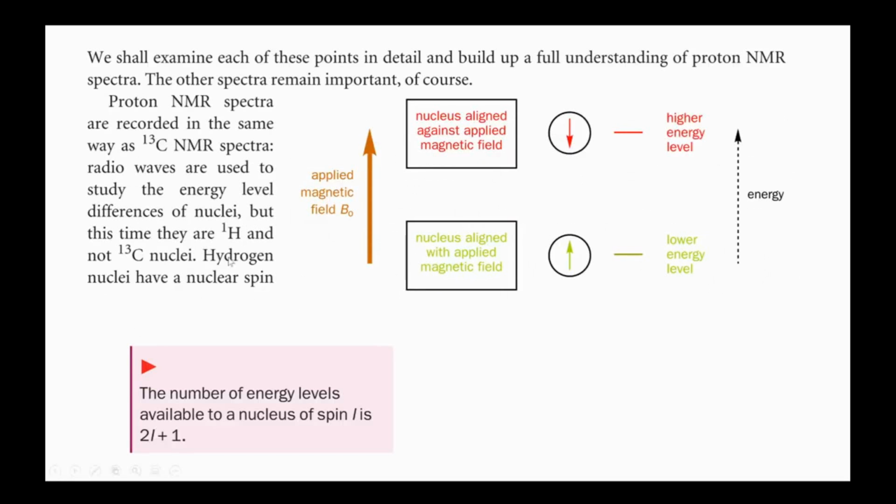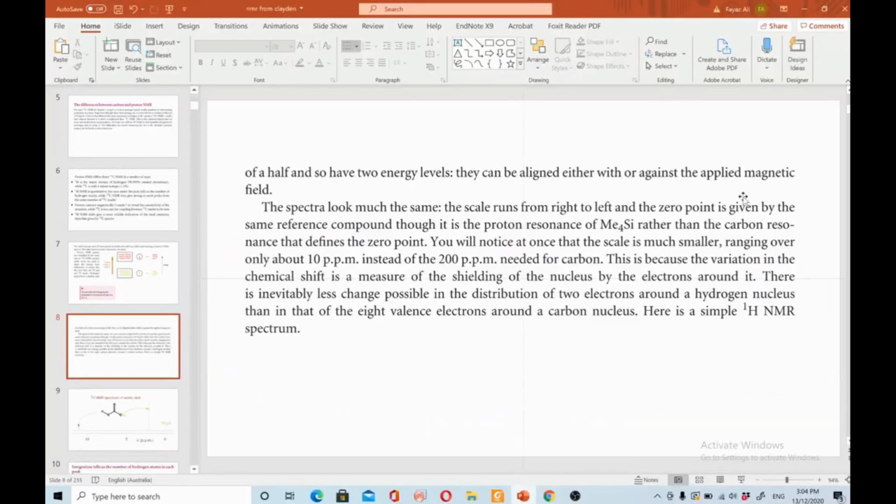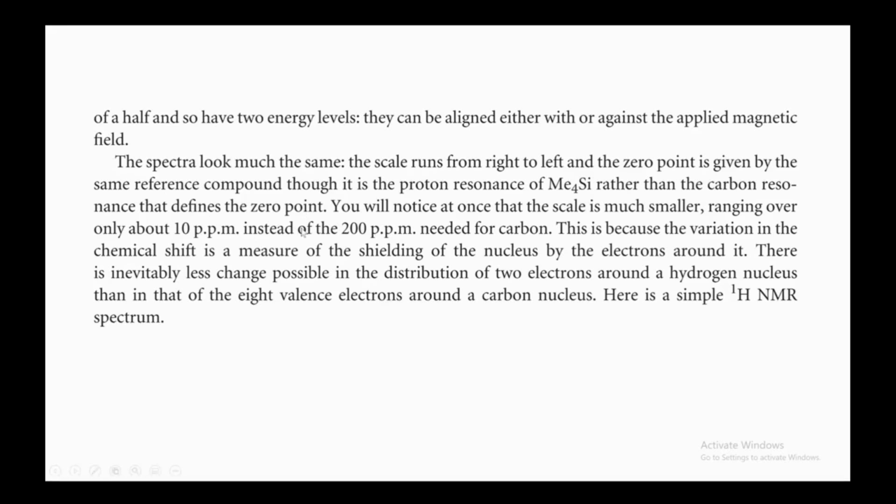So we continue from this. Hydrogen nuclei have a nuclear spin of a half and so have two energy levels. They can be aligned either with or against the applied magnetic field. The spectra look much the same. The scale runs from right to left, and the 0 point is given by the same reference compound, though it is the proton resonance of Me4Si rather than the carbon resonance that defined the 0 point.